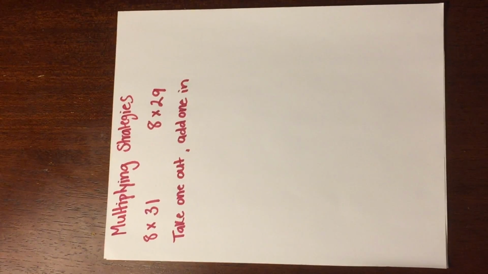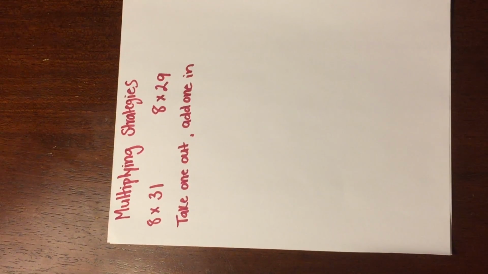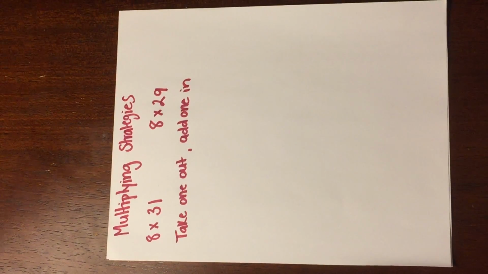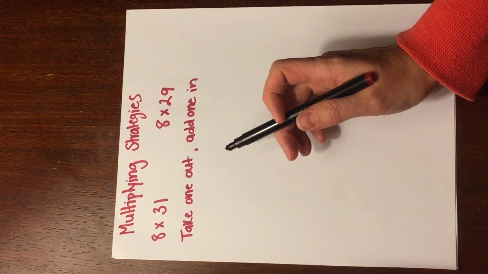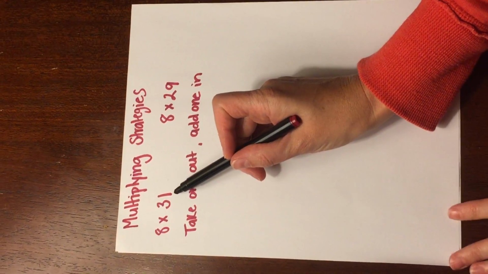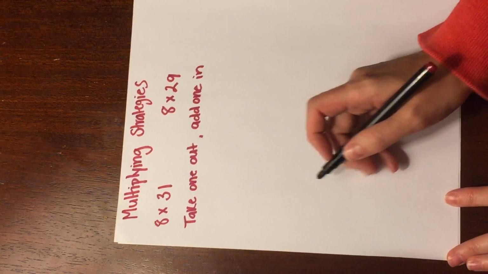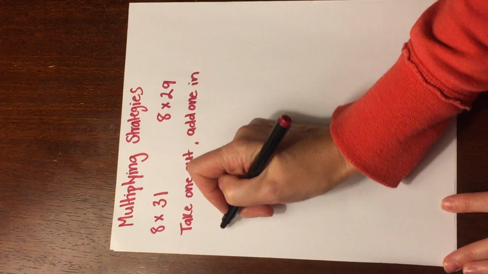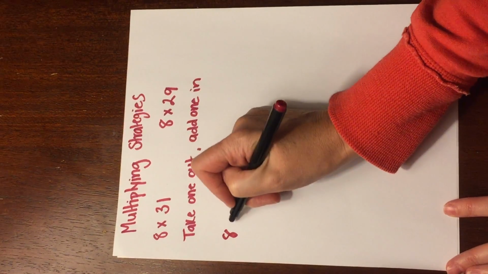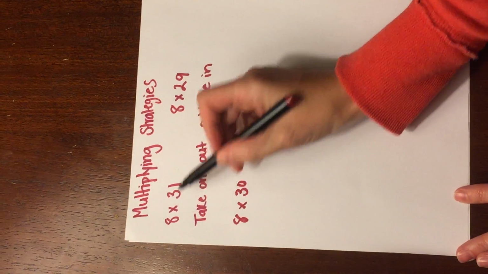I know that 31 is not a really nice number to multiply by 8. So I think in my mind, is 31 closer to 30 or 40? And I know that 31, when rounding, would be closer to 30. So I'm going to change this. I'm going to make it more manageable and multiply 8 by 30, taking one of my 8's out.